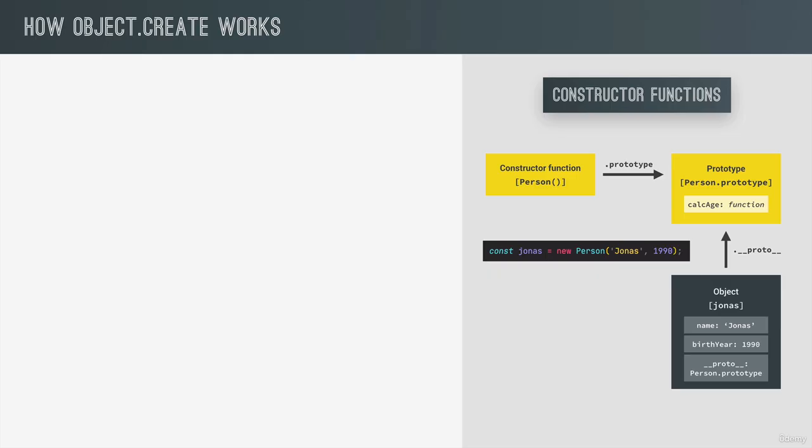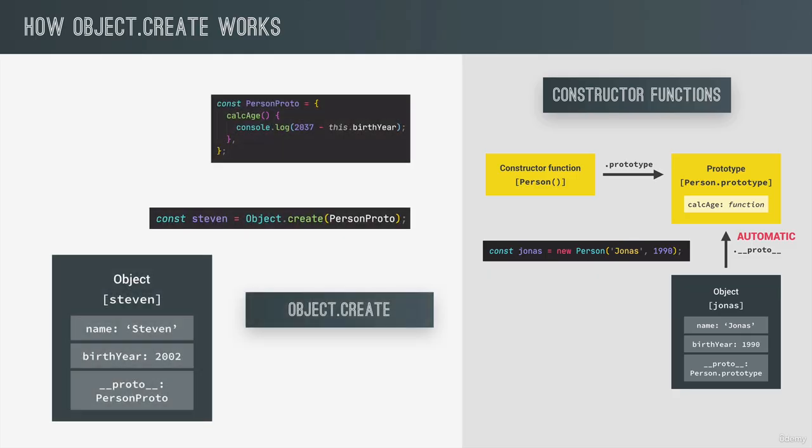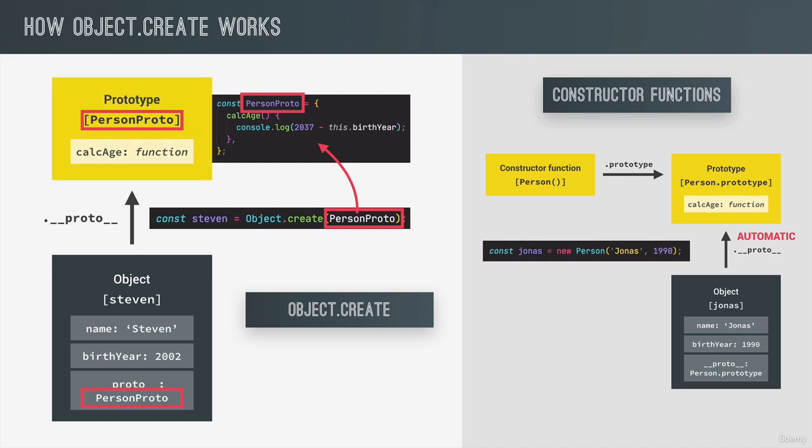So when we use the new operator in constructor functions or classes, it automatically sets the prototype of the instances to the constructor's prototype property, right? So this happens automatically, and that's nothing new at this point for you. Now, on the other hand, with Object.create, we can set the prototype of objects manually to any object that we want. And in this case, we manually set the prototype of the Steven object to the PersonProto object. And that's it. Now the two objects are effectively linked through the __proto__ property, just like before.